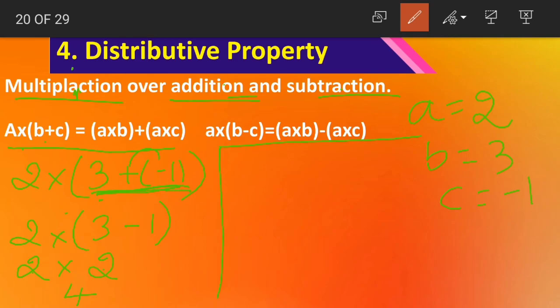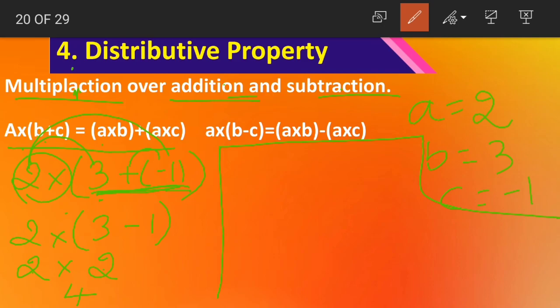Coming to RHS, first we will multiply the terms and then add. See, 2 is written outside the bracket, right? 2 is written outside the bracket, which means we have to multiply 2 with both the terms inside the bracket, as 2 is written outside the bracket of 3 and 1.